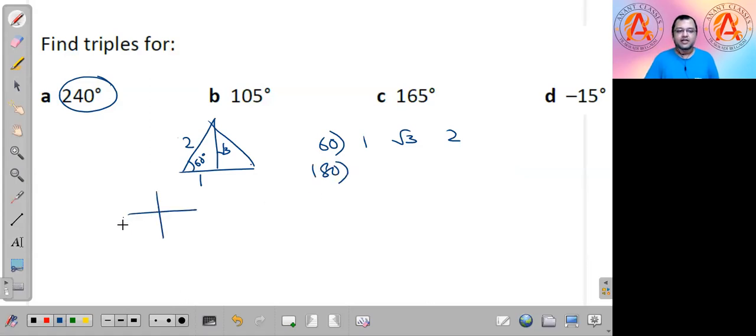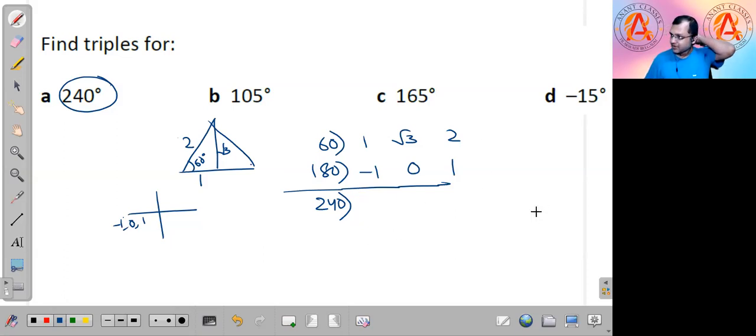If you take 180 degree, that means minus 1, 0, minus 1. So for 240 degree, now you can add and calculate. Please do the calculation. Yes, 180 and 60 is actually better than adding 120 and 120, because for adding 120 and 120, you should know the triple values. If you don't know, you have to again calculate from 60. So please do this addition.